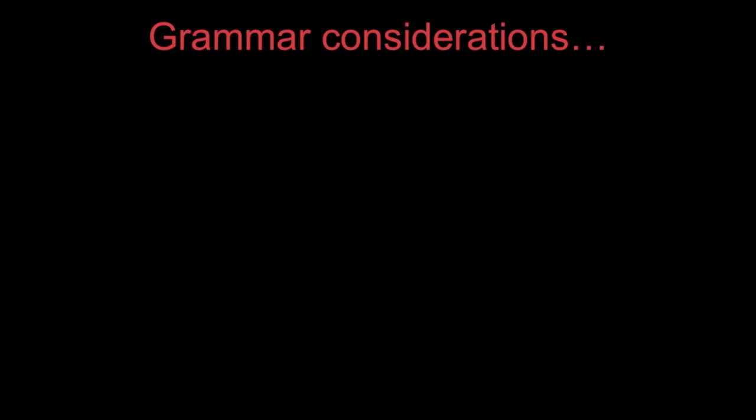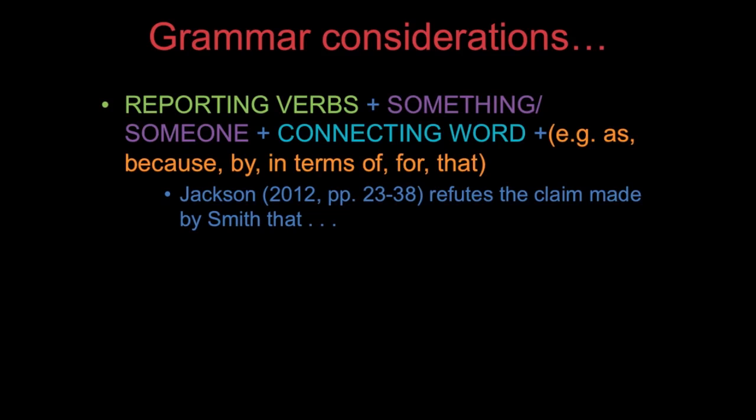In addition, one more grammatical form cannot be followed immediately by that, and uses an object of a person or thing in the phrase, along with the connecting word, if needed, and then one of the following words such as because, as, by, in terms of, for, or that.